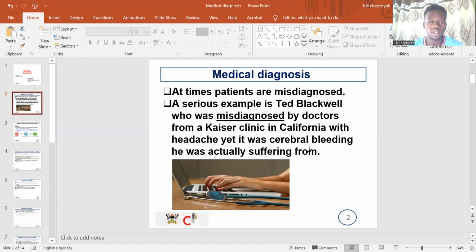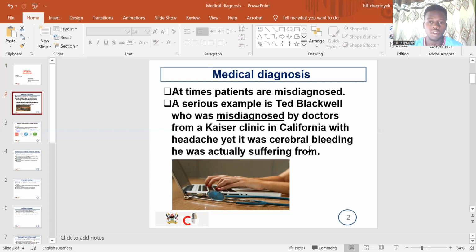Medical diagnosis. This is quite a problem. It's quite hard to determine what sickness a patient is suffering from. Sometimes even doctors whom we think are so good make big mistakes when diagnosing patients.